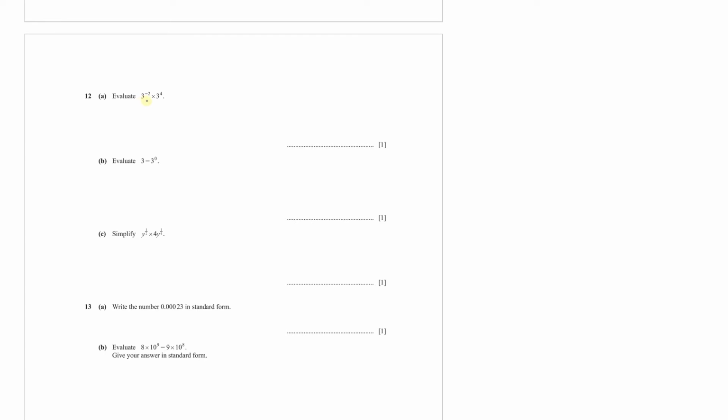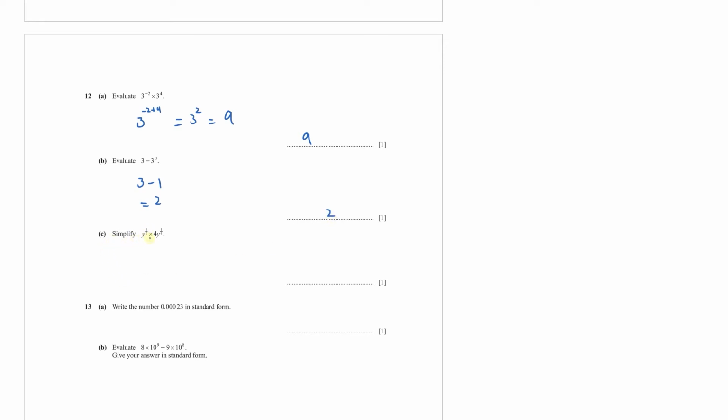Question 12 is evaluate 3 power minus 2 into 3 power 4. Since I'm multiplying, I will simply add the powers. So 3 power minus 2 plus 4, which is 2, 3 square, which is 9. 9 minus 3 power 0, and anything power 0 is 1. So 3 power 0 is 1, so this will be 9 minus 1, which is 8.